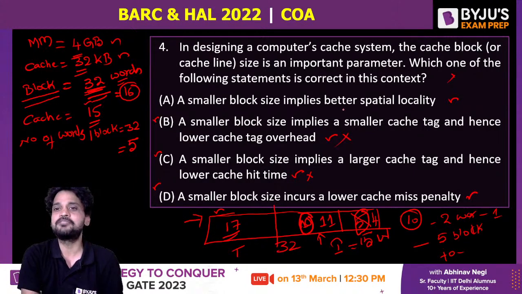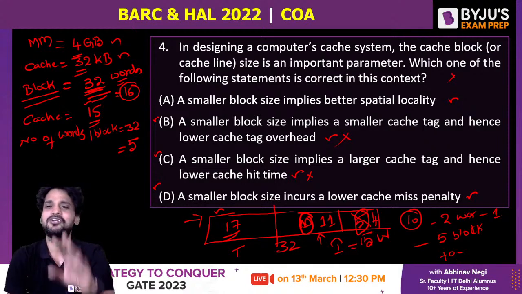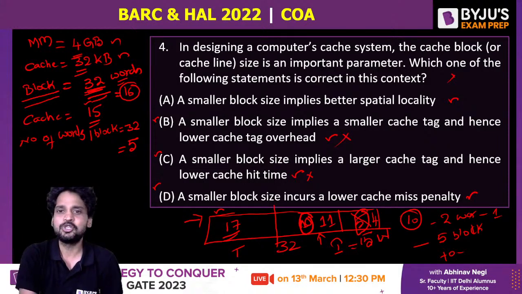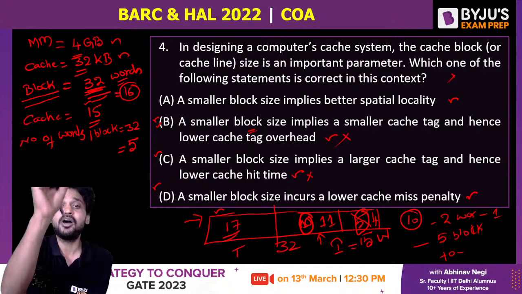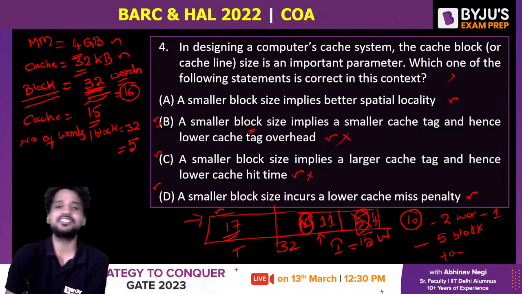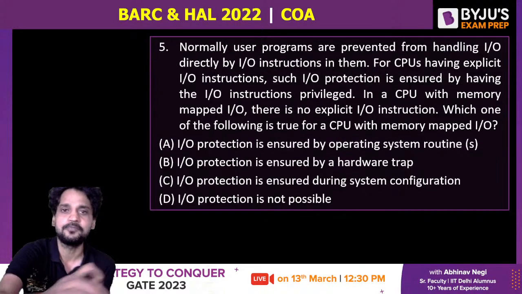Smaller block size implies better spatial locality, which is actually contradicting. Smaller block size implies smaller spatial locality, the worst spatial locality. So smaller block size doesn't affect the tag. So B and C will get ruled out. D, smaller block size: when the block size is smaller, the number of blocks will get increased. So obviously the chance of having a hit every time will get increased. So option D would be the right option.